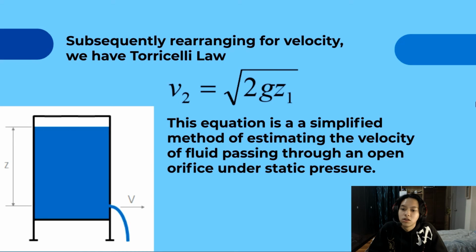This equation is a simplified method of estimating the velocity of fluid passing through an orifice under static pressure. That's all from me. I'll pass to 1G.